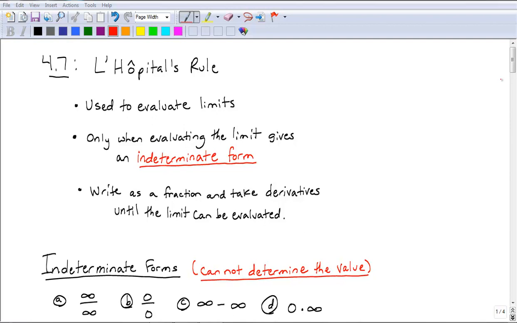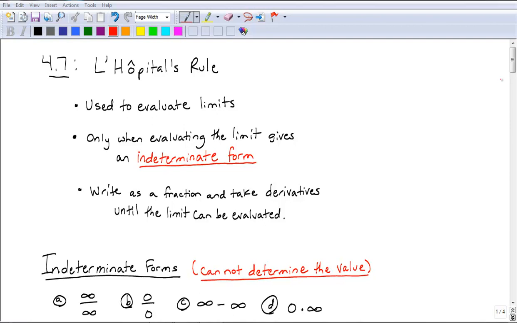You can only use L'Hopital's rule when you evaluate the limit and get an indeterminate form. And an indeterminate form is just a form of an answer that we can't determine what it is. So the trick is we write the function as a fraction, and then we take the derivative of the top, and we take the derivative of the bottom, and we try to evaluate it again. And if we still get an indeterminate form, we take the derivative of the top, we take the derivative of the bottom, and we evaluate again.